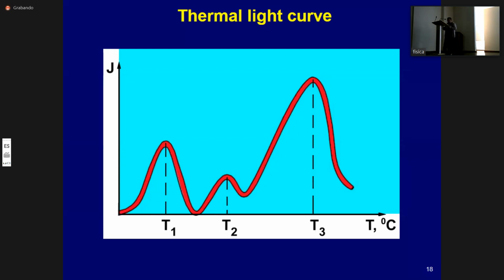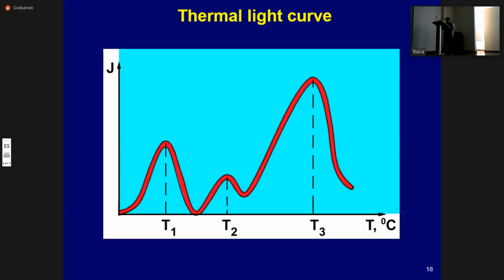The peaks on the curve correspond to the release of electrons from certain capture levels located at different depths with respect to the conduction band. The shape of the thermoluminescence curve is determined by two competing processes: the thermal release of electrons and the depletion of levels.